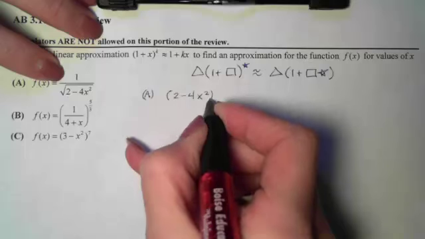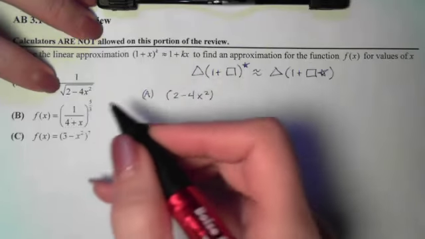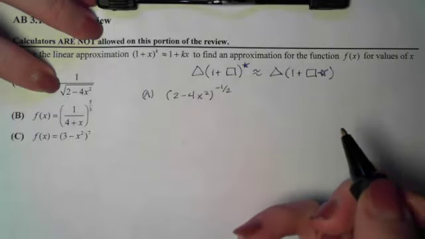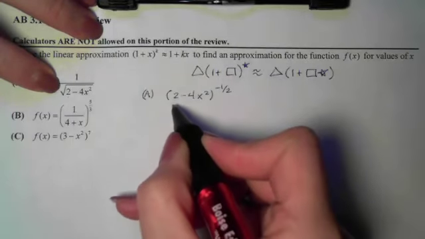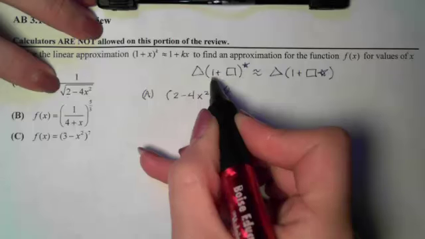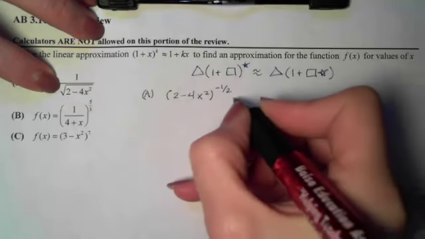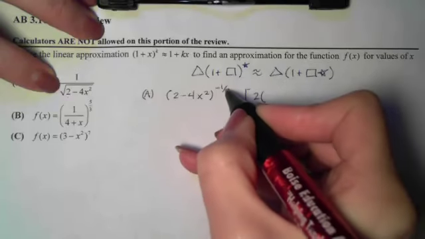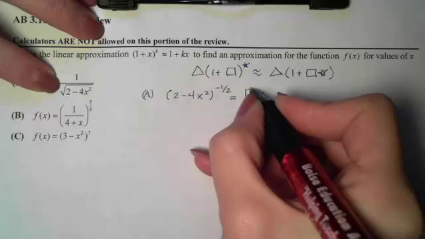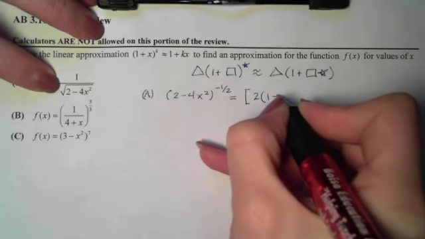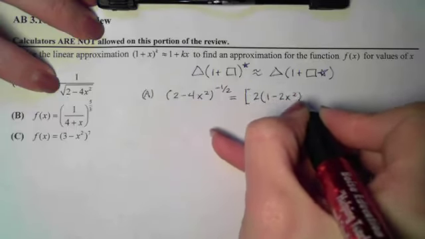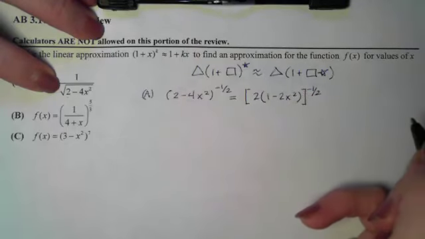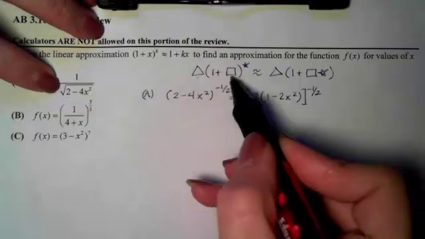So 2 minus 4x squared will now be raised to the negative 1/2. The next thing that I see is that I have a 2 here instead of a 1. So to get rid of that 2, I will factor the 2 out. Now notice that it's still going to be attached to that power, so I have to put brackets around it and factor like this.